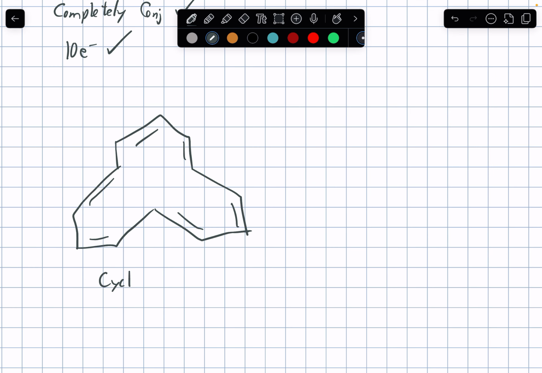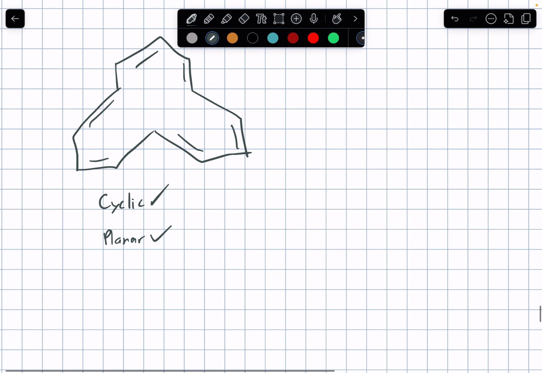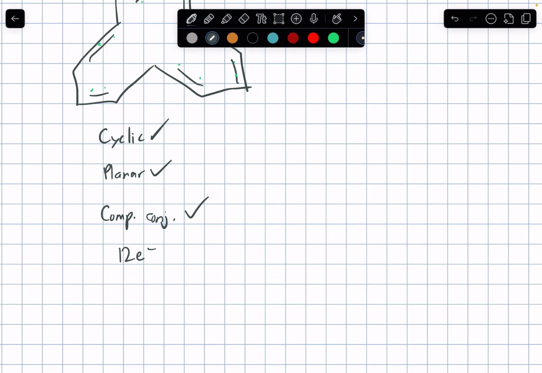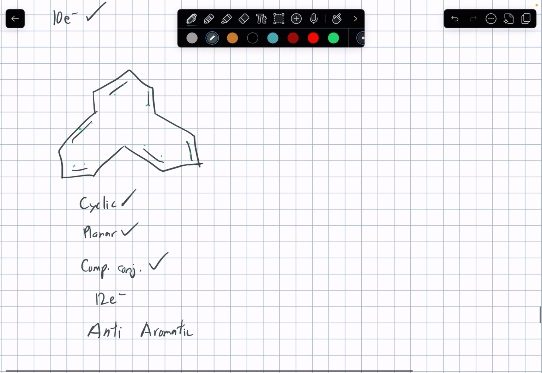Okay, so this is cyclic. Planar, yep. Is it completely conjugated? Yep. Does it follow Huckel's rule? Let's count. 1, 2, 3, 4, 5, 6, 7, 8, 9, 10, 11, 12. 12 electrons. Nope. Oh, sorry, wait. It's 12 electrons, therefore, well, 12 is a multiple of 4. So this is anti-aromatic. Okay. Next example.